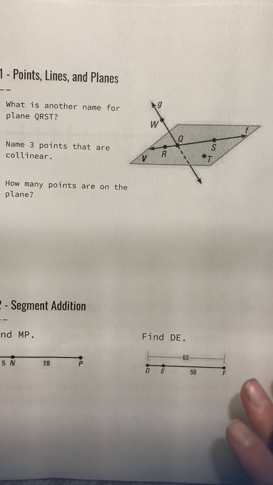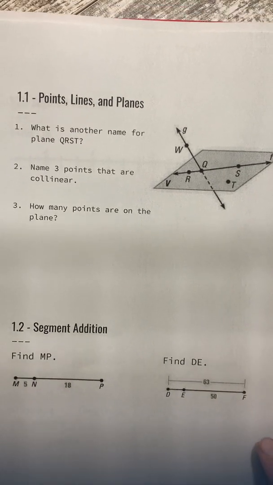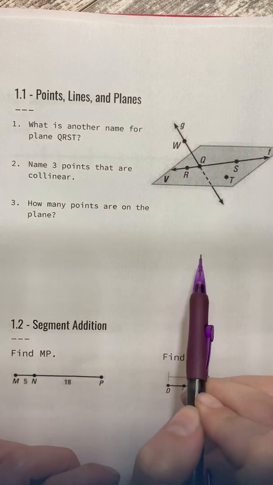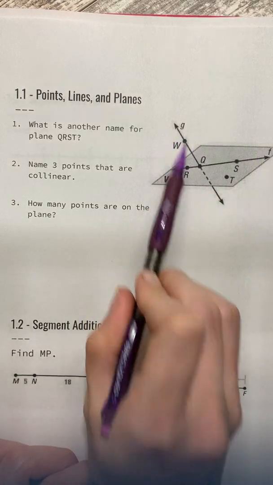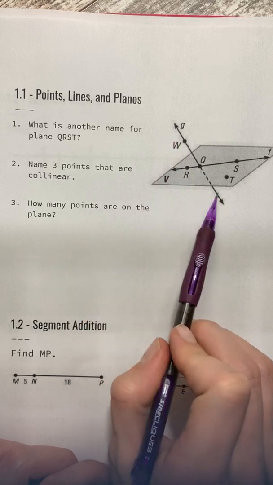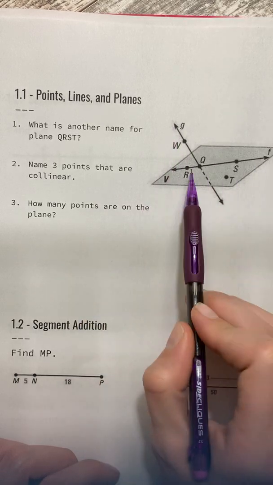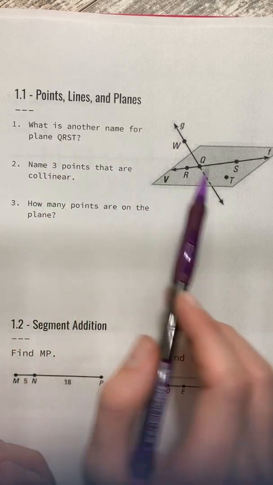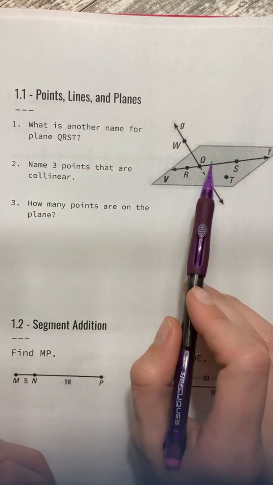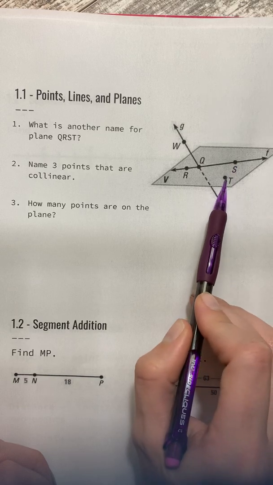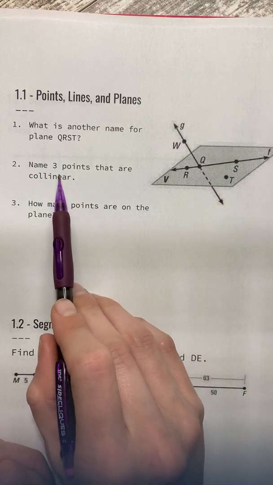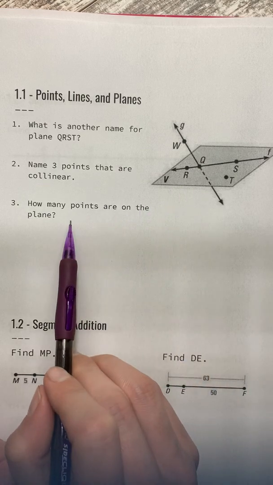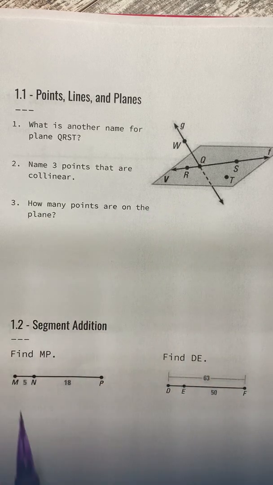All right. So first, for 1.1, we have a plane. Okay, you'll notice we have 2 lines going through it. So 1 and then 2. So your questions, what is another name for this plane? So for plane QRST. Next, we want to name 3 points that are collinear. And then last, just how many points are on the plane.